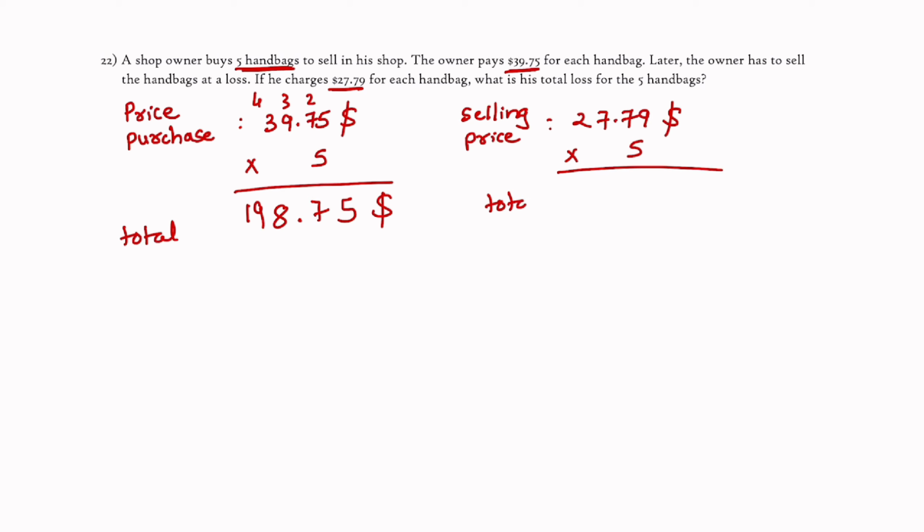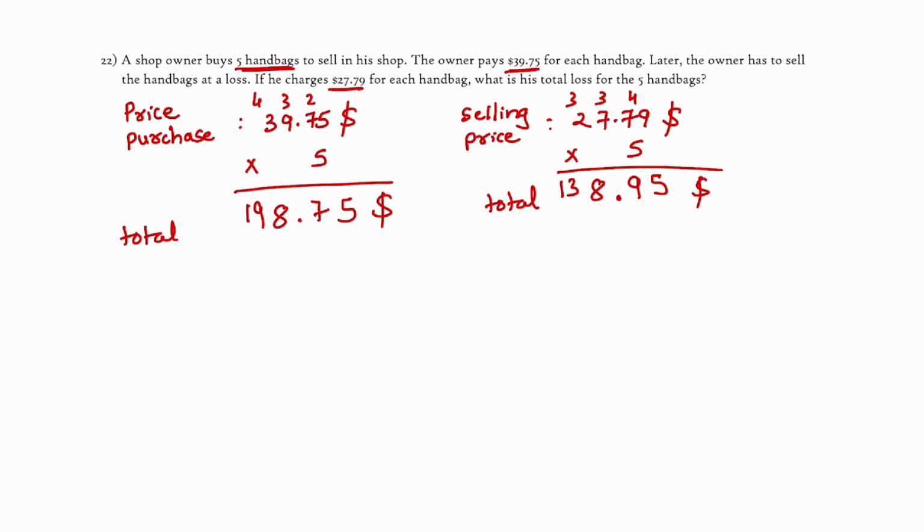Let's see the total selling price. 9 times 5 is 45, 4 carried. 5 times 7 is 35 plus 4, 39, 3 carried. This is 5 times 7, 35 plus 3, 38, 3 carried. This is 10, $13. It's a huge loss. Let's find the loss.